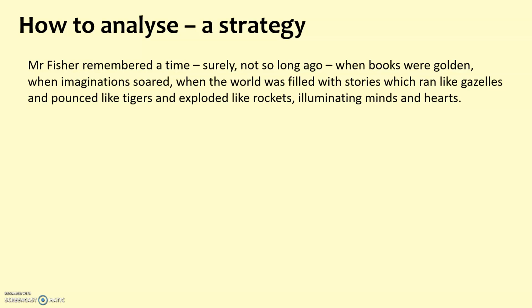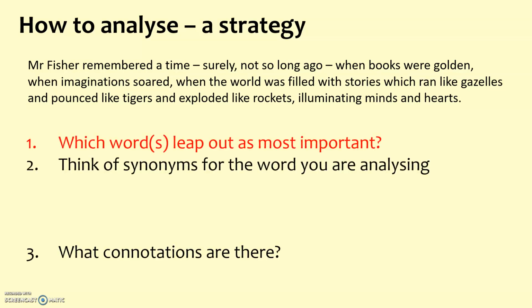Now the extract goes on for longer than that, but let's imagine we're going to unpick the language and think about what the writer is trying to make us feel or understand. Here is the strategy for analysing an extract like that, and it's a 1, 2, 3. Number 1: which words leap out at you as the most important? Number 2: thinking of synonyms for the word we're choosing. Number 3: any connotations. We'll unpick these in order.